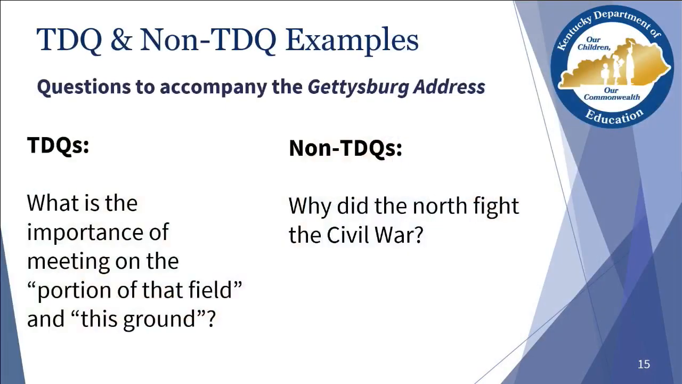And so we're going to look at an example, a few questions from the Gettysburg Address. That's a familiar text, a familiar speech that we're all aware of. When you think about a text-dependent question from the Gettysburg Address, if we wanted to go to the level of looking at vocabulary and how key terms and phrases are used, you can see on the screen we've got the question, what is the importance of meeting on the portion of the field and this ground? By using those quoted phrases from the text, students are required to go back into that text and see what is the meaning of that phrase? How does it fit within the context around it and within that particular speech? And how does that impact maybe the meaning and the tone of those phrases?